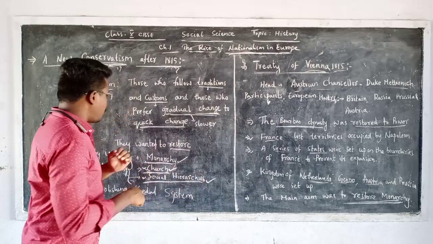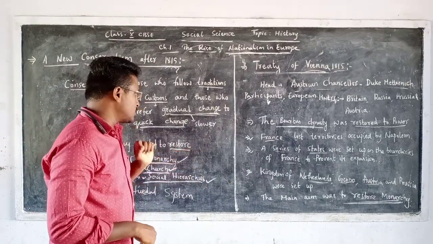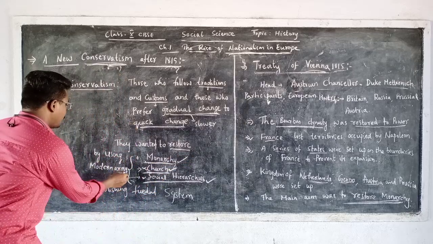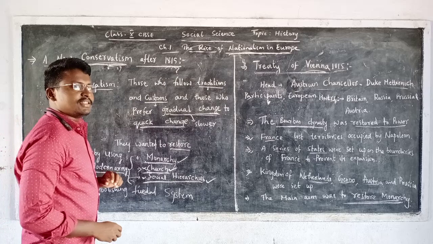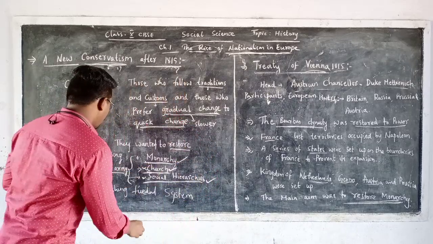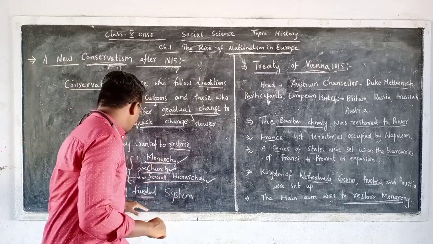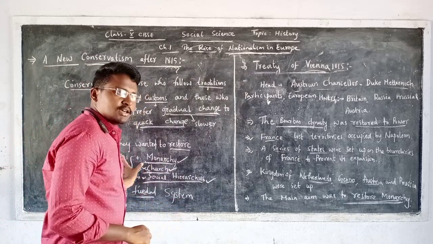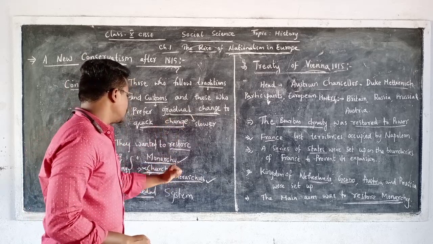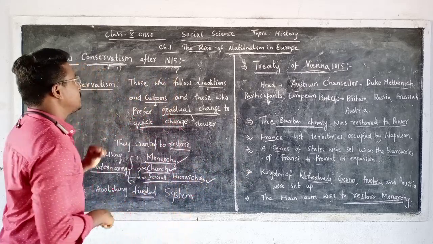Then, how is it possible to restore these things? They were trying to bring back these things by using a modern army, and at the same time, these conservatives decided to abolish the feudal system. By abolishing the feudal system and by using the modern army, they were trying to restore monarchy, church, as well as social hierarchies. Then, who are these conservatives?